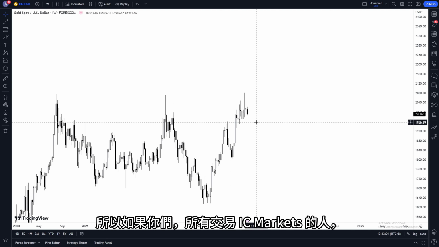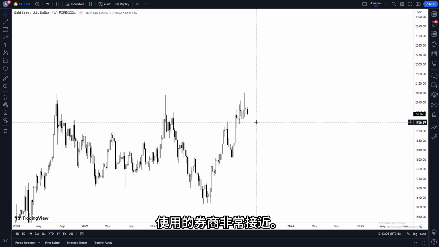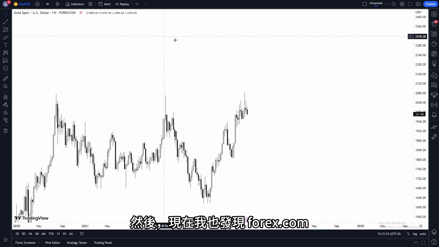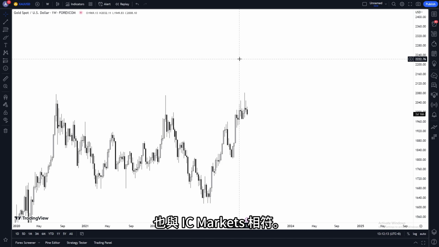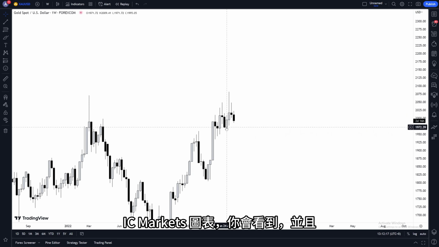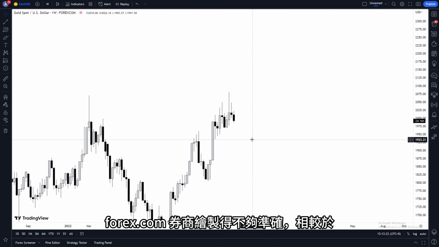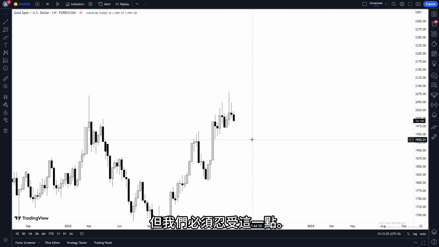If you guys are trading IC Markets, you may not have known that IC Markets is really close with my Forex Funds broker. And now I've also found out that forex.com matches IC Markets as well. Again, not identical. If you check your IC Markets charts right now and compare with forex.com, you will see that the forex.com broker did not print this accurately in comparison to IC Markets. But we have to live through this.